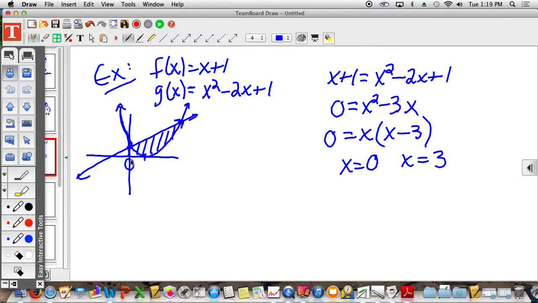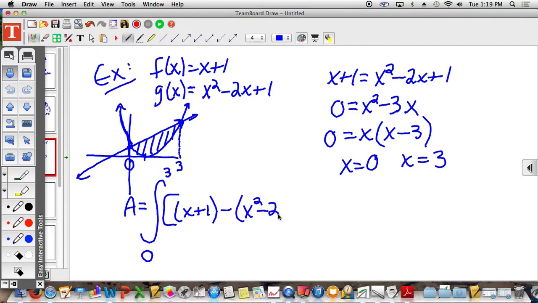So this value right here is 0, this value right here is 3. So when you set up your integral, the area is going to be equal to, what's the bottom value? 0. What's the top value? 3. Which function is higher if you were starting at 0 and ending at 3? F. Yeah, the line. The line is higher. You okay with that? So that function has to go first. So we are talking about the integral from 0 to 3 of x plus 1, minus the other function, which is x squared minus 2x plus 1. Finish off your parentheses.